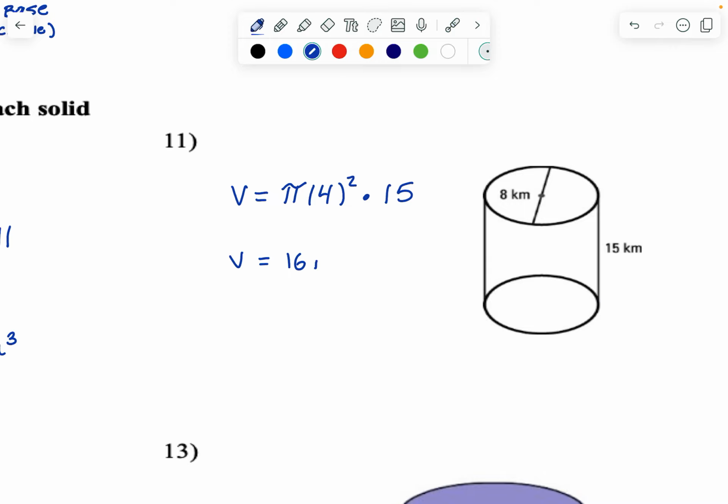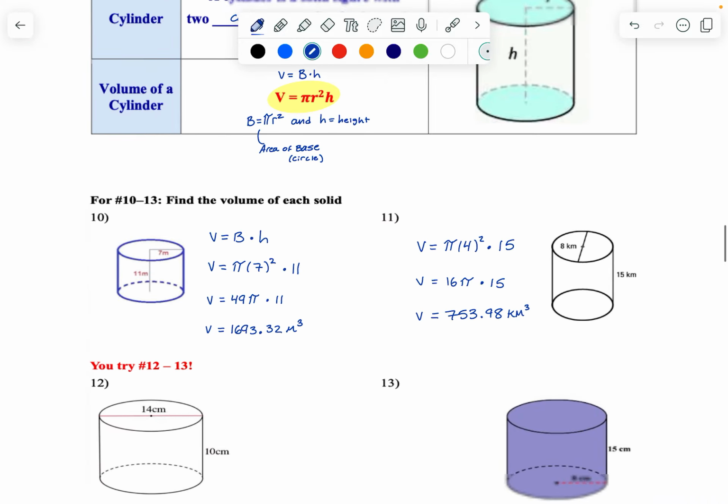Volume is equal to 16 pi times 15. If we wanted to leave our answer in terms of pi, you would multiply 16 and 15, but it's not specified in this case, so volume is equal to 753.98 kilometers cubed. Volume of a cylinder. Identify the radius, identify the height. You just need those two things in order to find the volume of a cylinder.